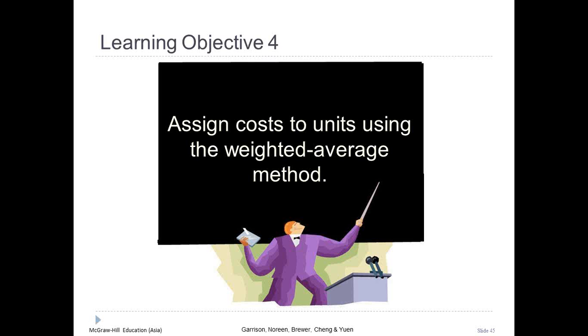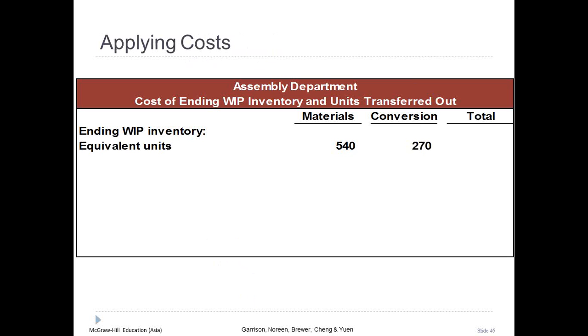Now, learning objective number 4. Let's assign costs to units using the weighted average method. Let's compute the cost of ending work-in-process inventory. The first step is to record the equivalent units of production in ending work-in-process inventory: 540 units for materials, 270 units for conversion.